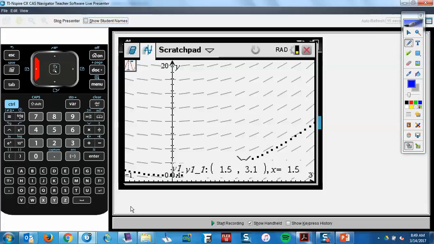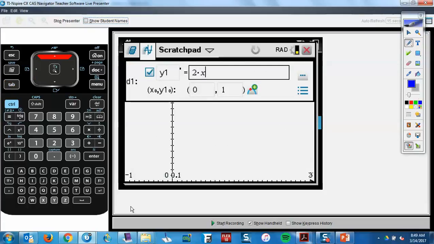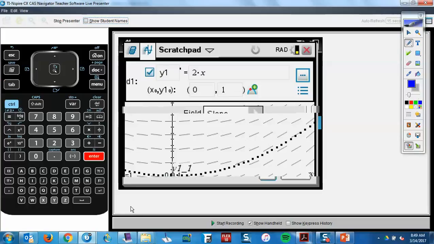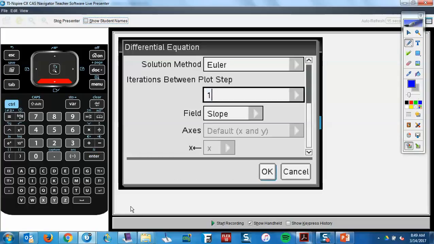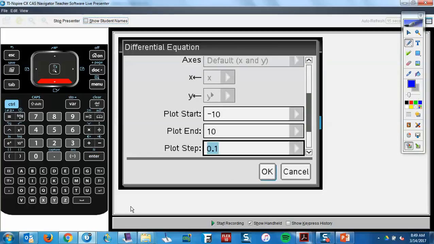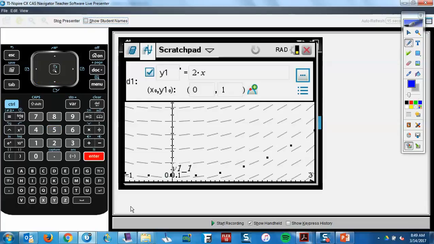So let's go back to your tab, and let's go back to that 3 dots, the settings. I call those the settings. Okay, let's open that up. And let's arrow down and let's call it 0.5. Let's do a plot step of 0.5. Now notice you have fewer dots, right? So it doesn't give you the solution curve. It's just giving you some points that it's estimating to be on the solution curve.